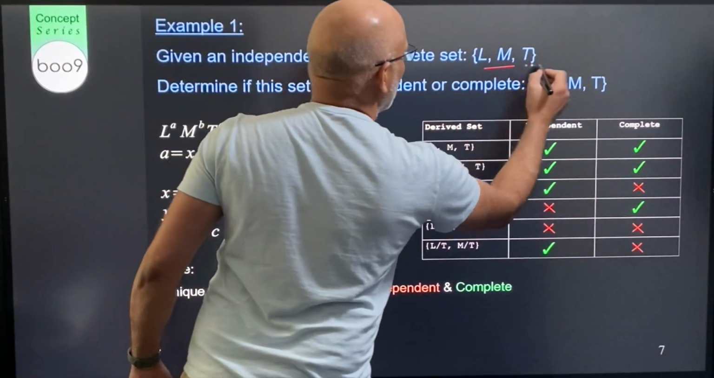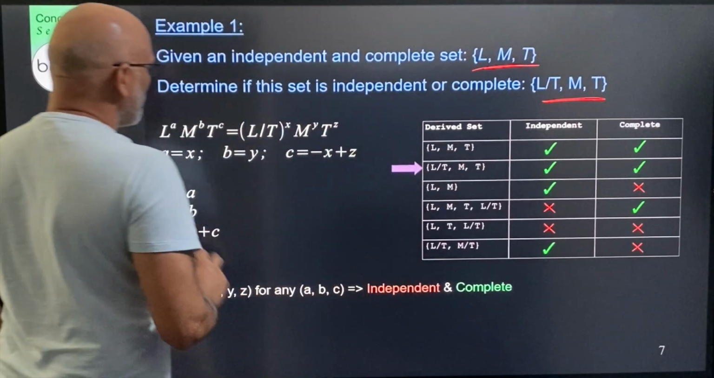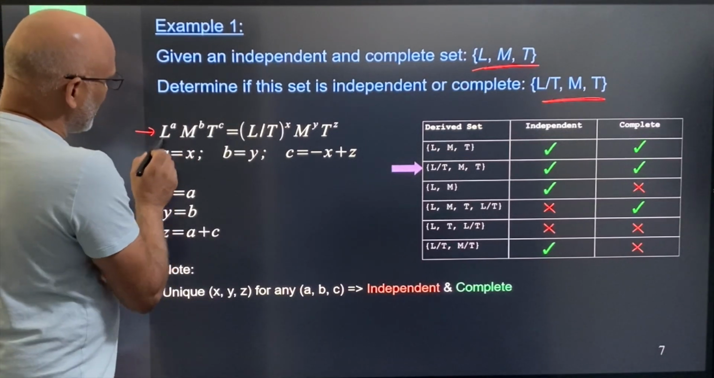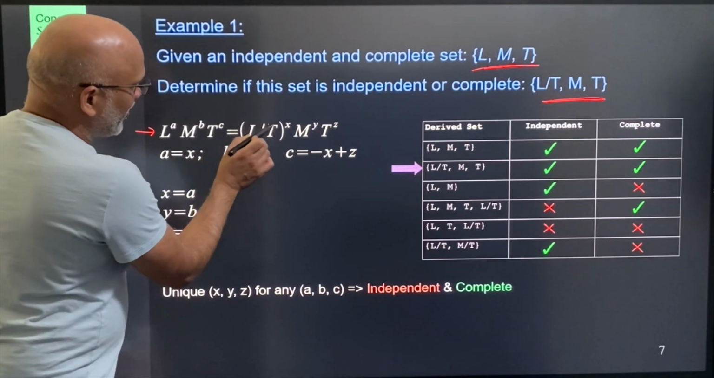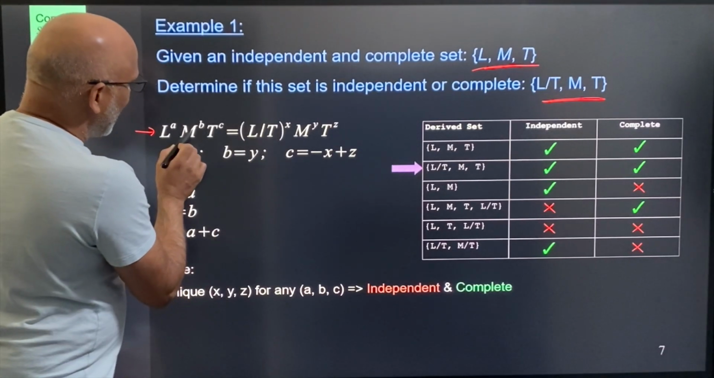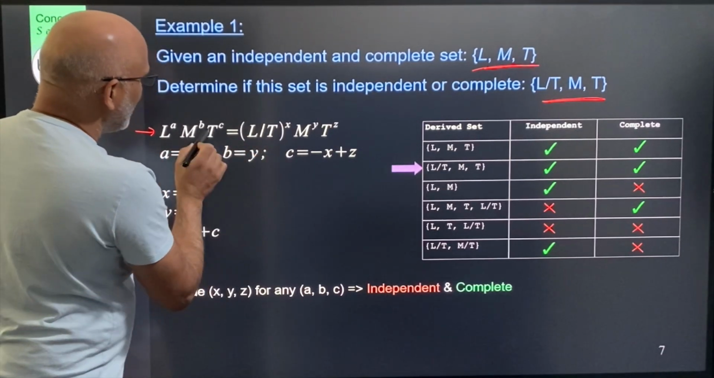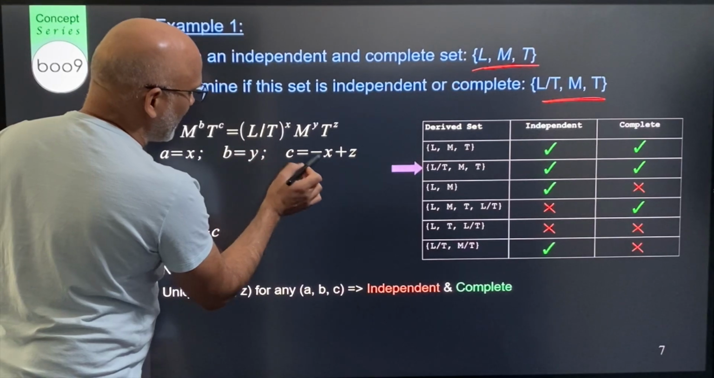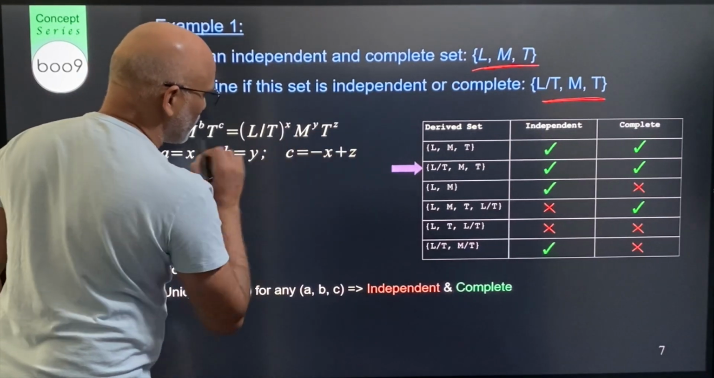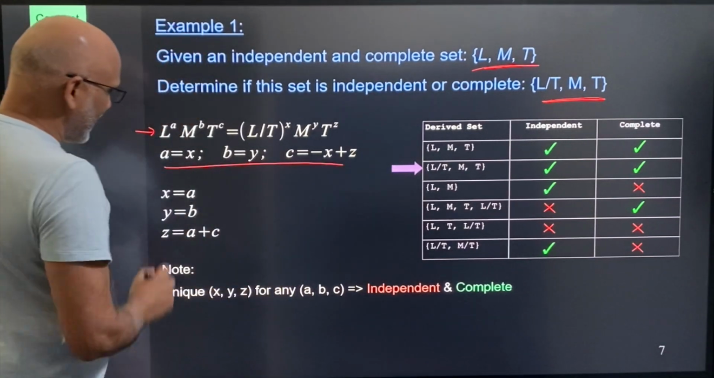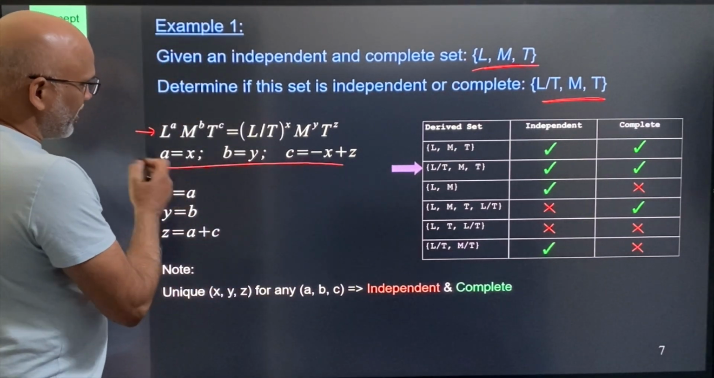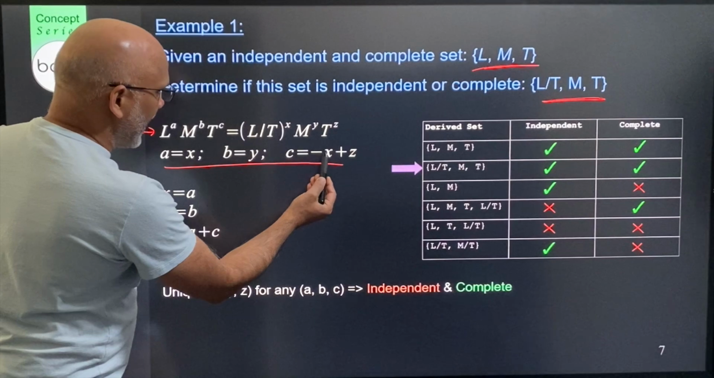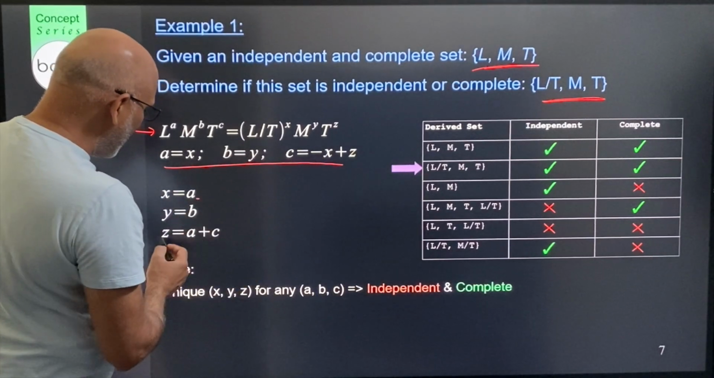Okay, so this is the reference set and this is the derived set. So I write this equation here. Now if I equate the powers here, length power a, here length power x, so a is equal to x. Mass here is b, here is y. Time is c here, and time here is in the denominator, so negative x, and time is in the numerator, positive z. So if I solve this, I get x is equal to a, straight away from here, y is equal to b straight away, then z is equal to c, x comes to this side, so c plus x, but x is equal to a, so z becomes a plus c.